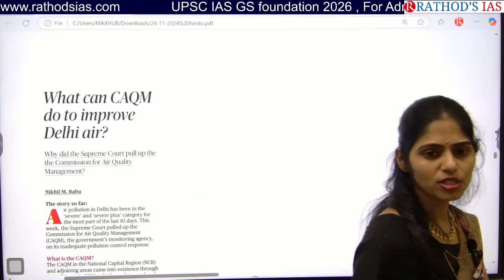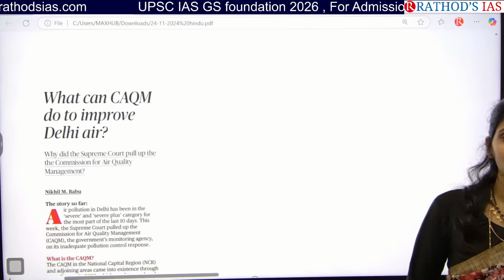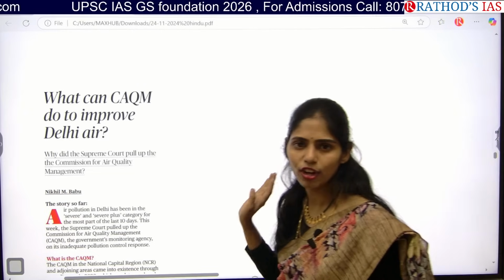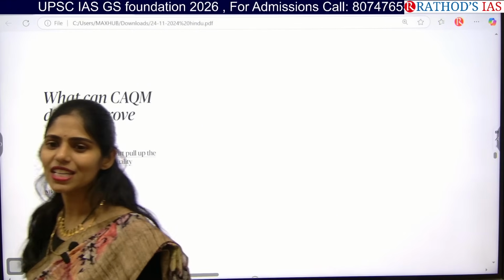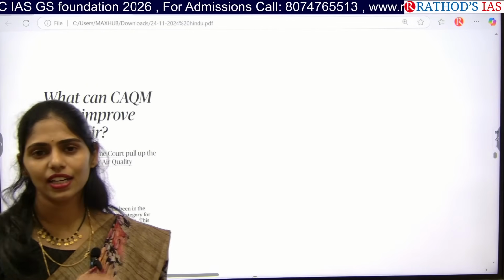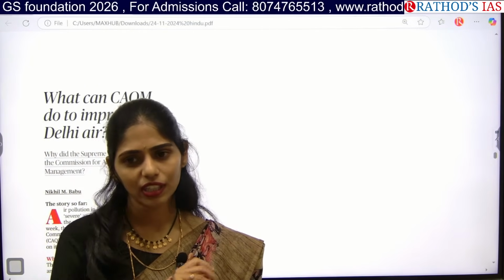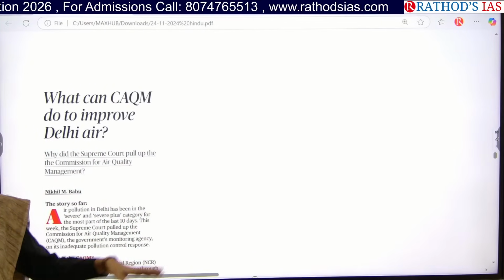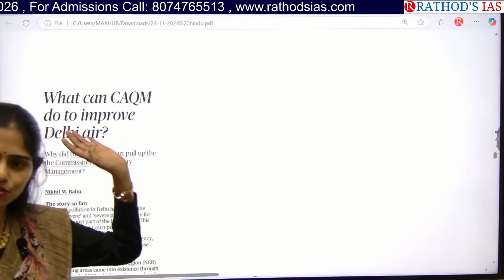Now it is a responsibility of CAQM to implement some steps to control this air pollution. So it has to implement this Grade 4 action plan. The Supreme Court criticized CAQM because it had not implemented this Graded Response Action Plan evenly throughout Delhi. Because of this, the Supreme Court criticized CAQM. That was the thing that we were discussing for the last 4 to 5 days.